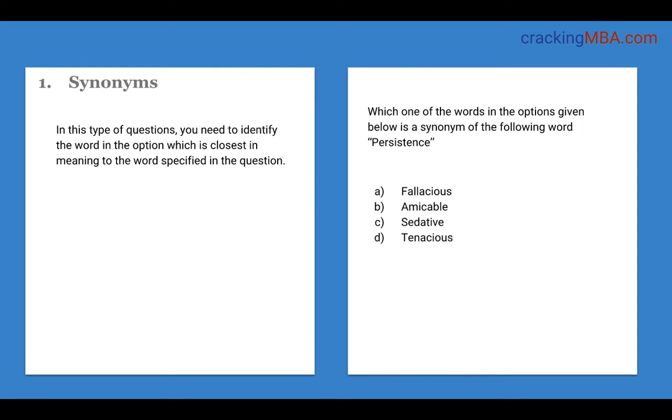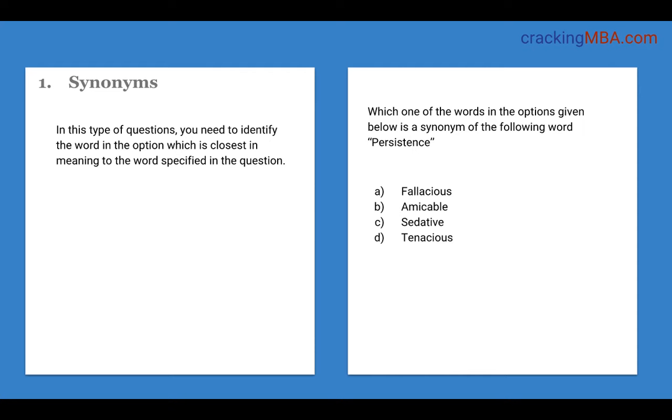The first one is fallacious, which means having a false assumption or a mistaken assumption. So it's not the answer. Next one is amicable, meaning kind and friendly. It's not the answer. Third one is sedative, which means inducing sleep, which is not the right answer.